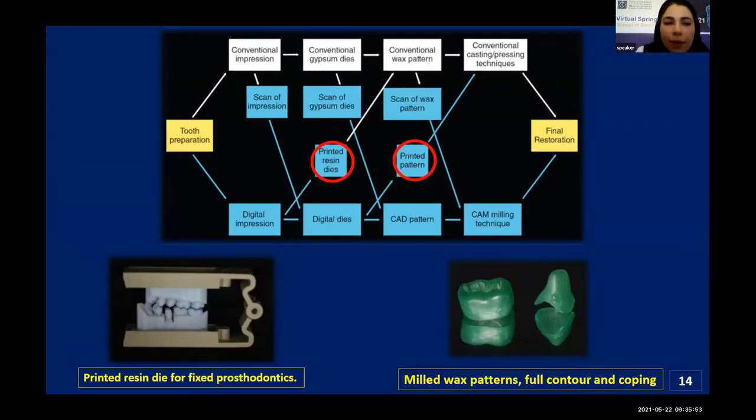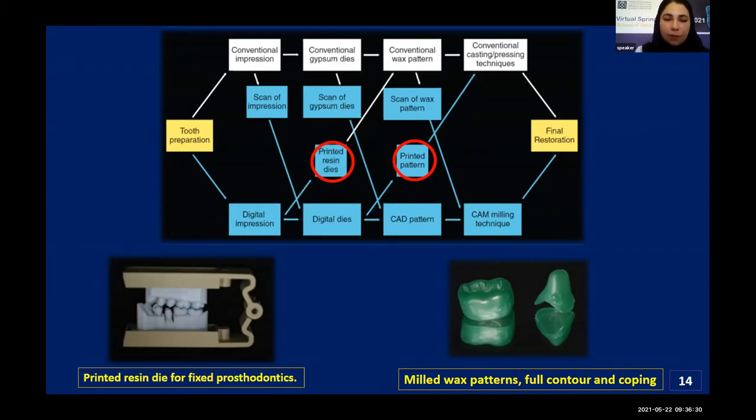In another example, you can prepare a tooth, make a digital impression, digital dies will be produced, and then a printed pattern will be produced from this digital workflow. And the outcome is a printed pattern. Then the laboratory can use this printed pattern in conventional casting pressing technique, and finally the restoration will be fabricated.